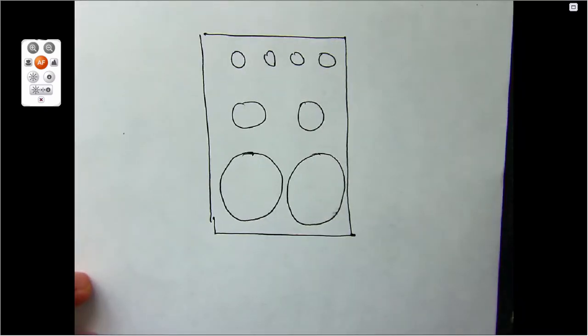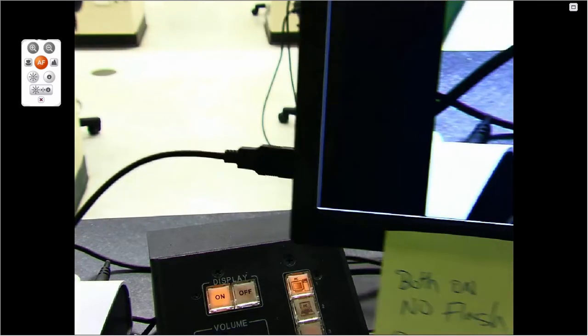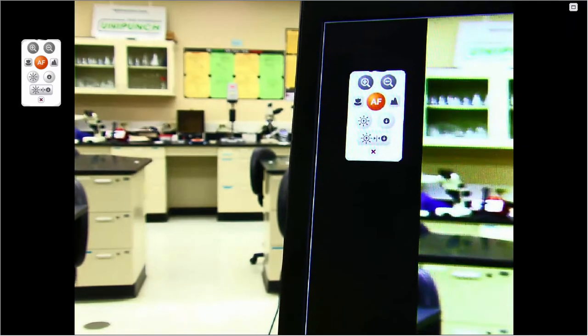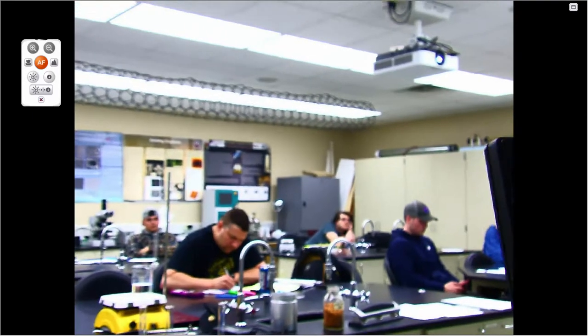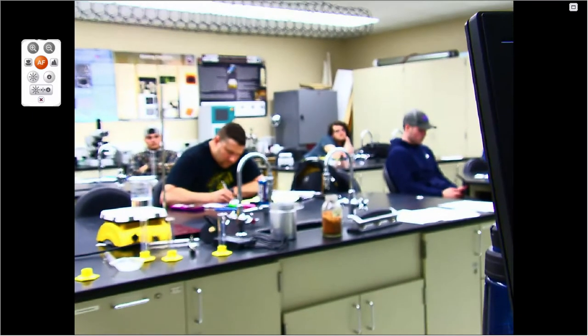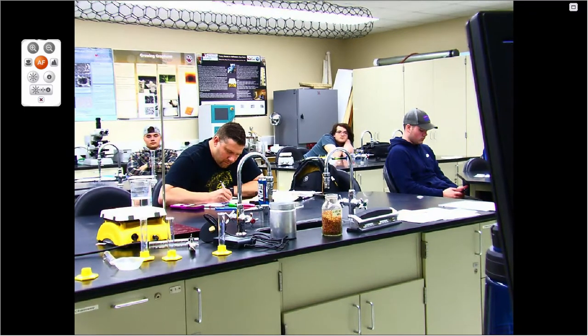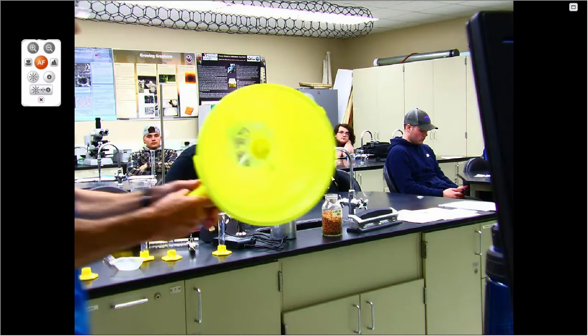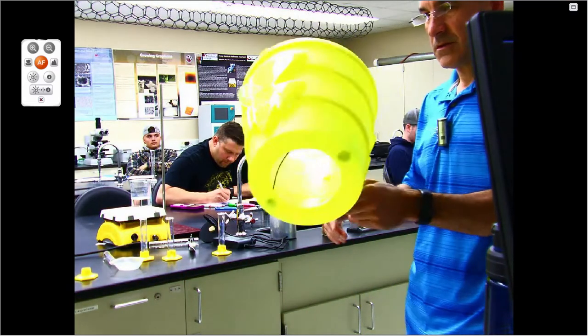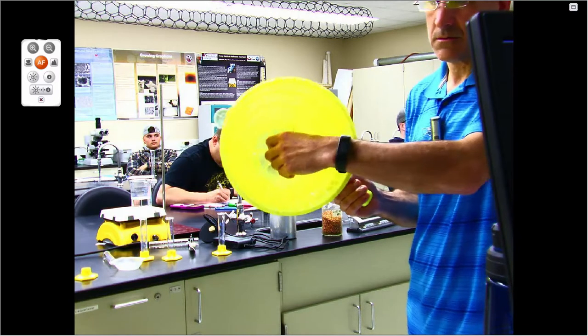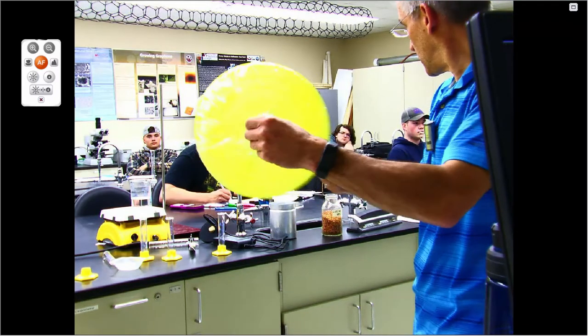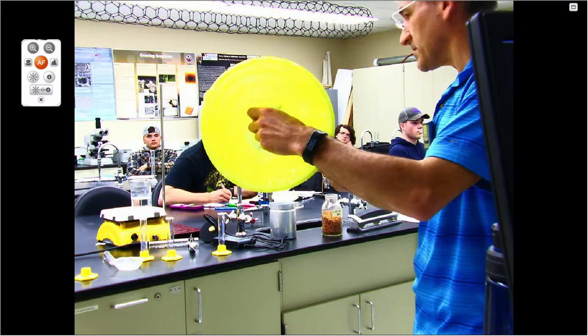Now, what is sound? Let's see if I can do this. Okay. Yeah, this will work. I'll adjust this. Zoom. So here's my sound. So if I put this on the screen, I have this flexible. So this flexes just like a speaker does.